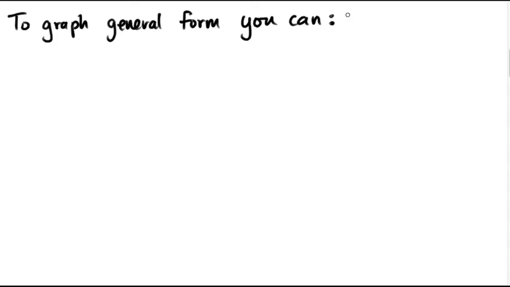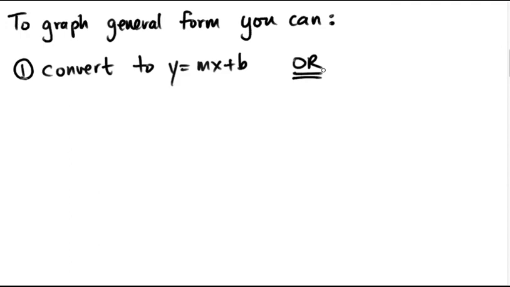Okay, to graph general form, it's a little different than graphing y equals mx plus b. With y equals mx plus b, you can just graph the y-intercept and then use the slope. To graph general form, it's a little bit trickier. You have two options. Option number one is what I like to do most of the time, which is to convert every equation that you get in general form to y equals some number times x plus b, and then use slope-intercept form to graph it.